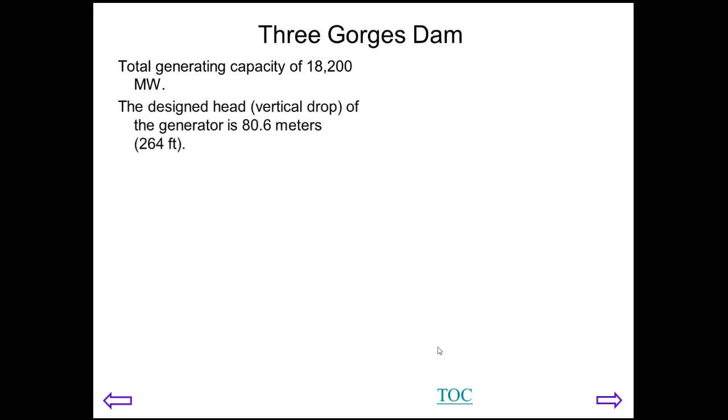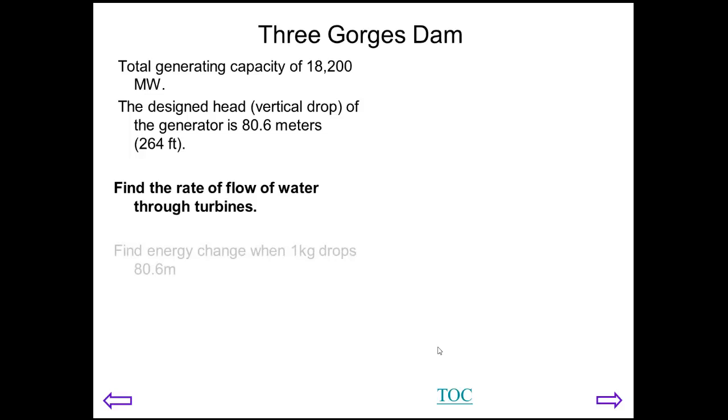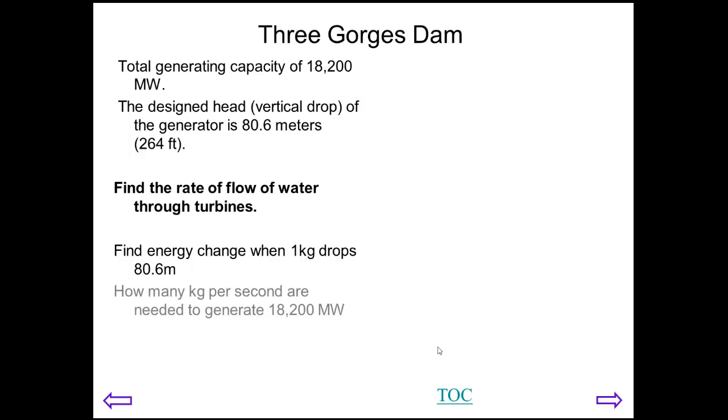So the Three Gorges Dam has a total power capacity of 18,000 megawatts. It's got a head, or a vertical drop, of 80 meters. Now you need to find the rate of flow of water through the turbines. This could be a question you could be asked. Find the energy change when 1 kilogram drops through 80 meters. Then you find out how many kilograms per second are needed to generate 18,000 megawatts.